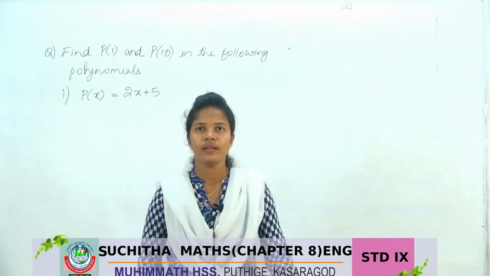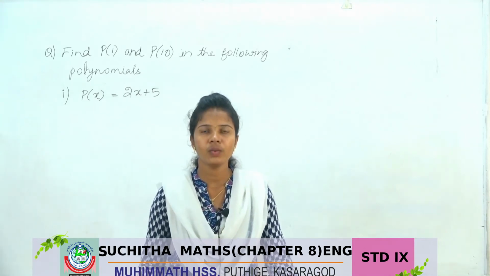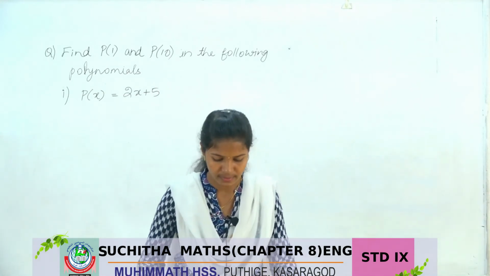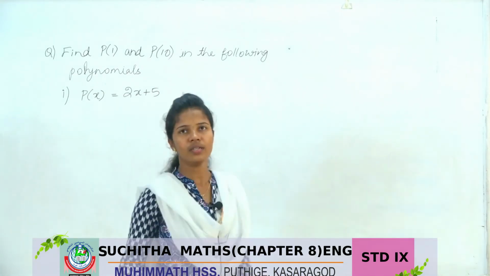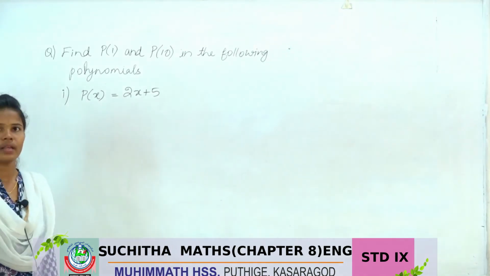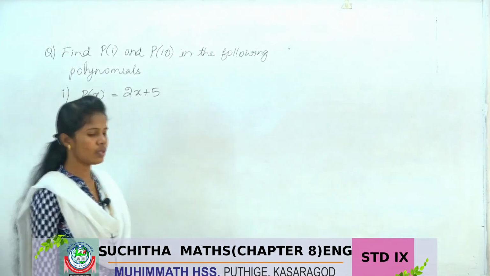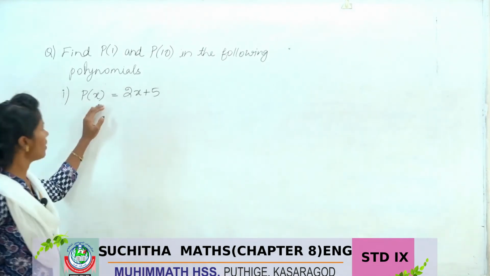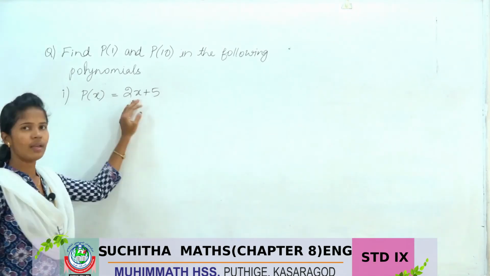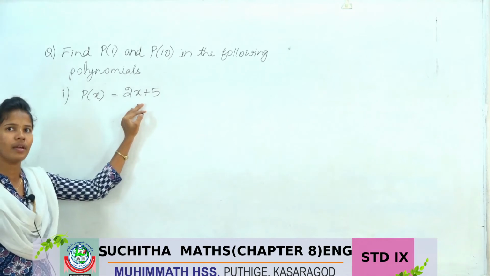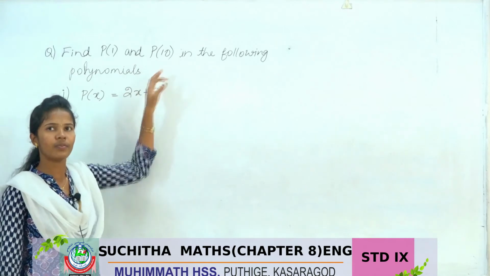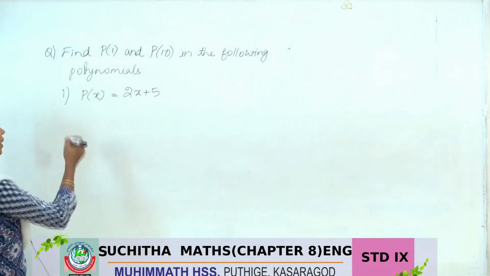Understood? Now in your part 2 textbook, all of you open page number 127. The question is, find p of 1 and p of 10 in the following polynomials. So first one is p of x equal to 2x plus 5. It is a first degree polynomial, and in this polynomial we have to find p of 1 and p of 10. Okay, so how we can calculate p of 1?